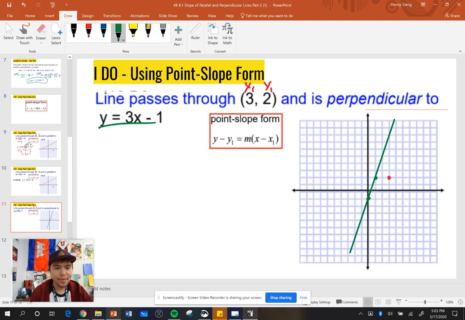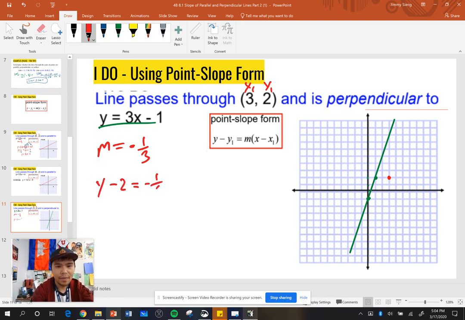So I know that the slope is going to be the opposite and reciprocal of it, okay? So if my slope is 3 over 1, my new slope, m, is going to equal negative 1 over 3, right? So now I got my point, I got my slope. Throw that in there. You're good to go. You get negative 1 over 3, parentheses, x minus 3. Remember to distribute, the most important thing out there. Everybody forgets it.